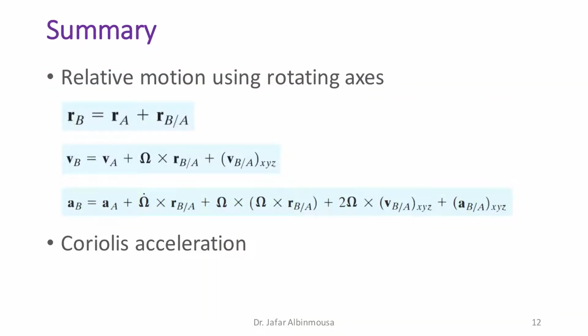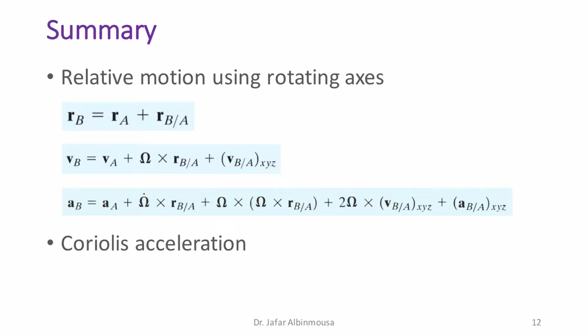So to summarize, we have established the relation for relative motion using rotating axes. We started with the position vector, and then we took its time derivative to get the velocity relation. In this equation, we get a new term, capital omega, which is basically the angular velocity of the local coordinate system. And also we got a new term, V_B with respect to A as measured from the x, y, and z local coordinate system.